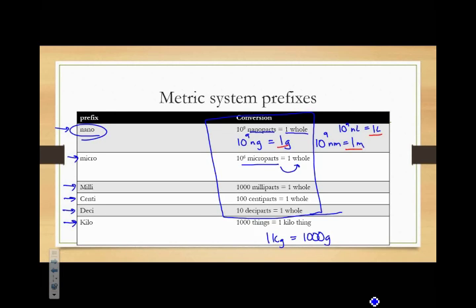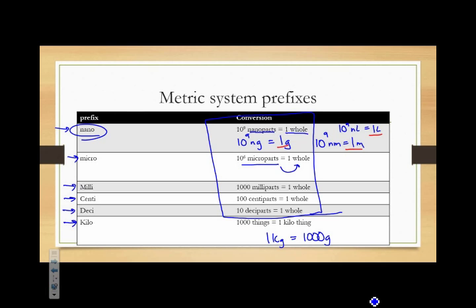There are other metric system prefixes out there, mega, giga, there's pico, nano, angstrom. They're all out there. These are the only ones that I'm asking that you become familiar with for this class because we use them fairly often.